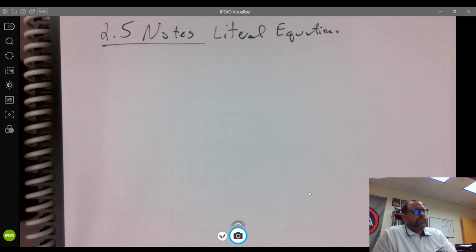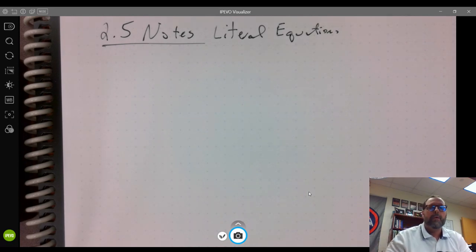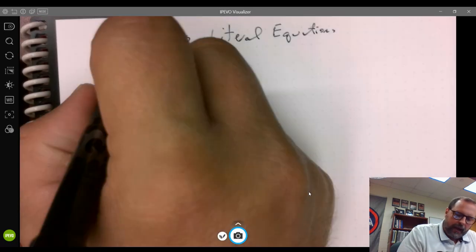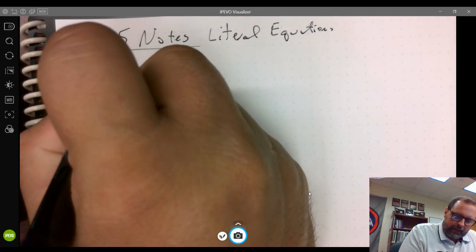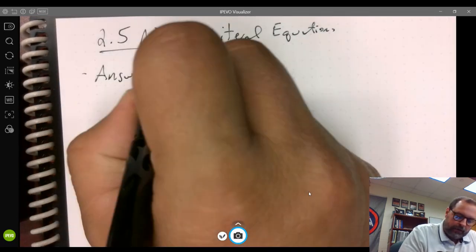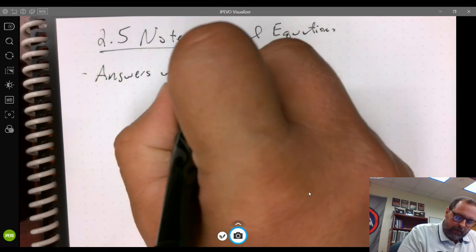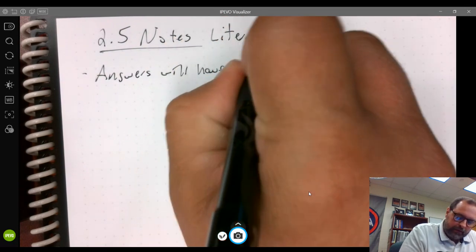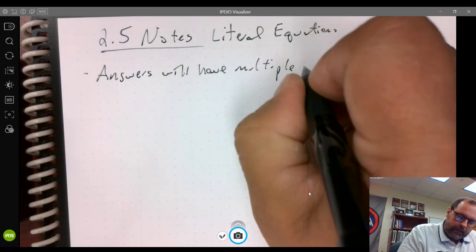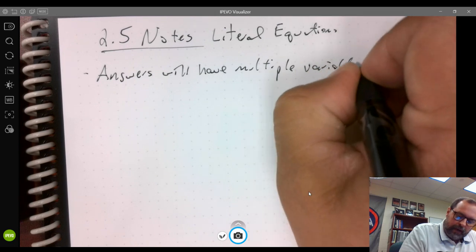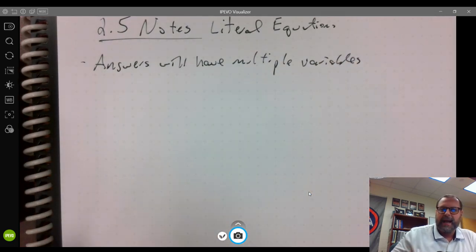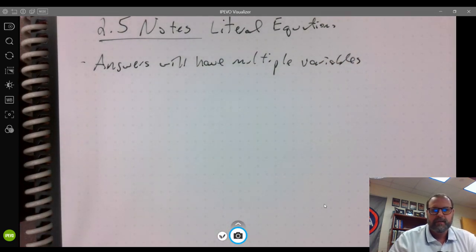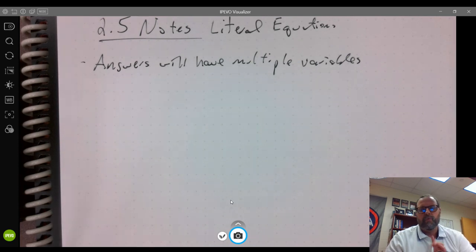So for literal equations, we're looking to solve things with multiple variables. And the key with these is your answers will have multiple variables. So when we're looking at this, you're not going to get x equals 7. We're not looking to solve for one single thing here.